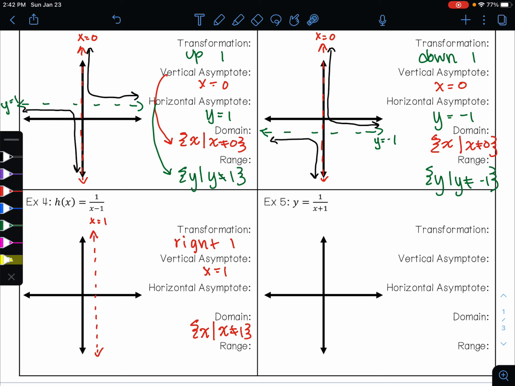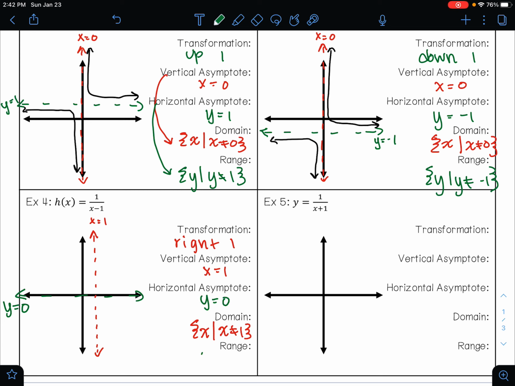If we shift our horizontal asymptote right 1 unit, because this horizontal asymptote goes forever in both directions, it's not going to have a major effect on that. Our horizontal asymptote will still be at y equals 0, and so our range will be all values of y such that y cannot equal 0. Our curves are still in quadrants 1 and 3, and we get very close to those asymptotes, but we do not cross or touch them.